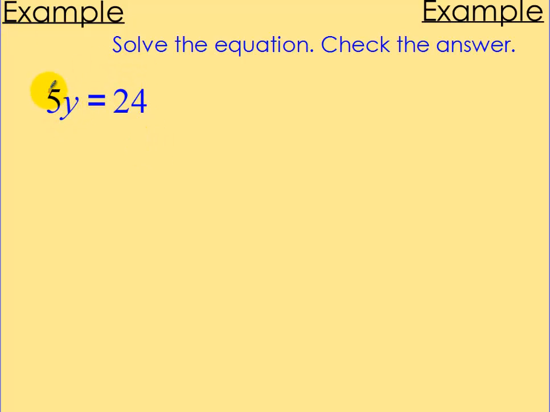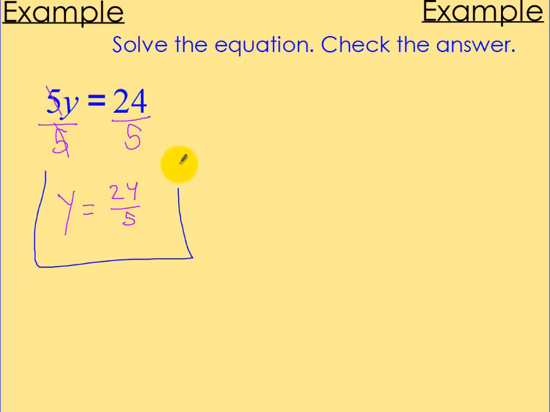Alright, it's 5y, which means 5 times y. And when I have times, I'm going to divide by 5. Divide by the number next to the y, not the one on the other side of the equation. So these 5's cancel out here. I'm left with y equals 24 fifths. So 24 divided by 5. You can't reduce that. I don't care for it to be a mixed number or decimal. Just leave it as an improper fraction. So y equals 24 fifths.